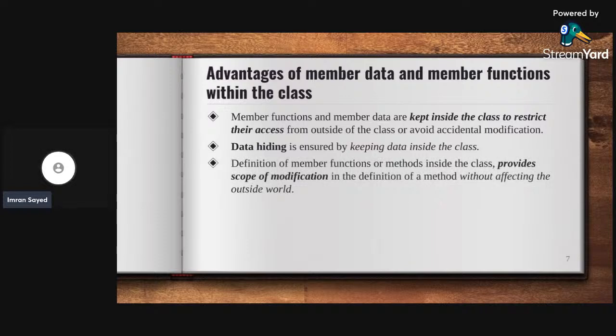The definition of member functions and methods inside the class provides scope of modification in the definition of a method without affecting the outside world. Which means if you want to modify a particular method or a property, you can do that all within the class. It's not going to affect the outside world. So let's say there is a variable inside the class called name. It can stay inside that, and you can change it inside of the class. But if there's another variable that exists outside the class with the same name, it's not going to have any effect on that because it's all wrapped inside of the class. So that's what it means that it provides the scope of modification. You can modify those methods and properties inside of the class.